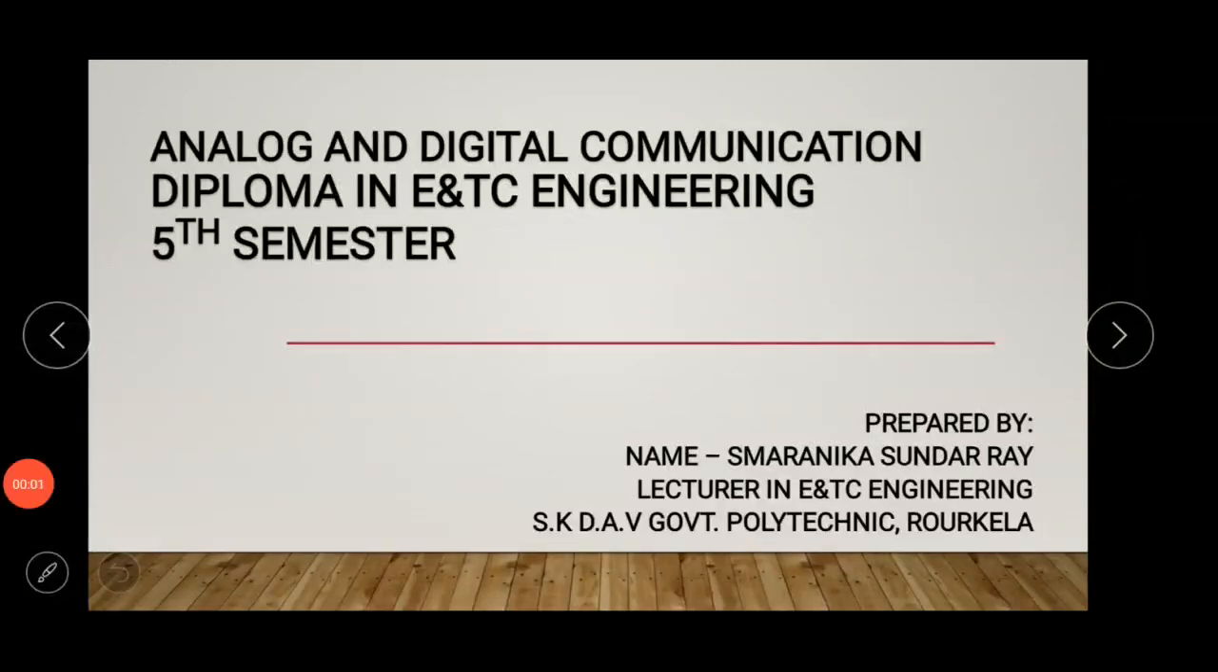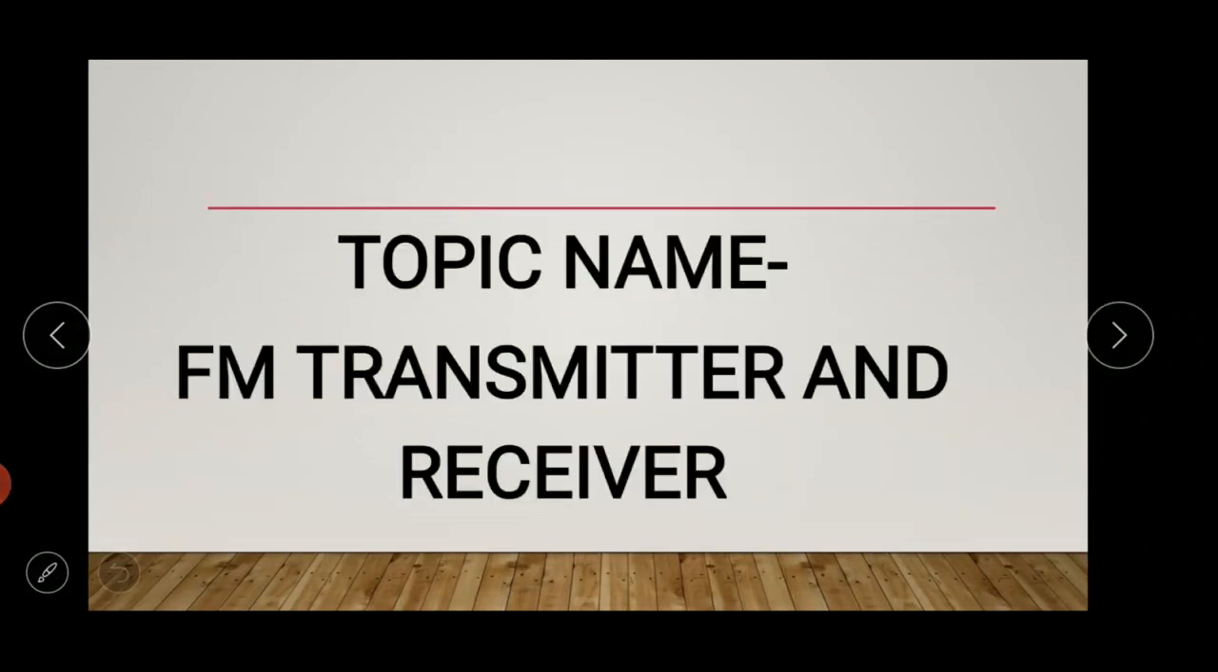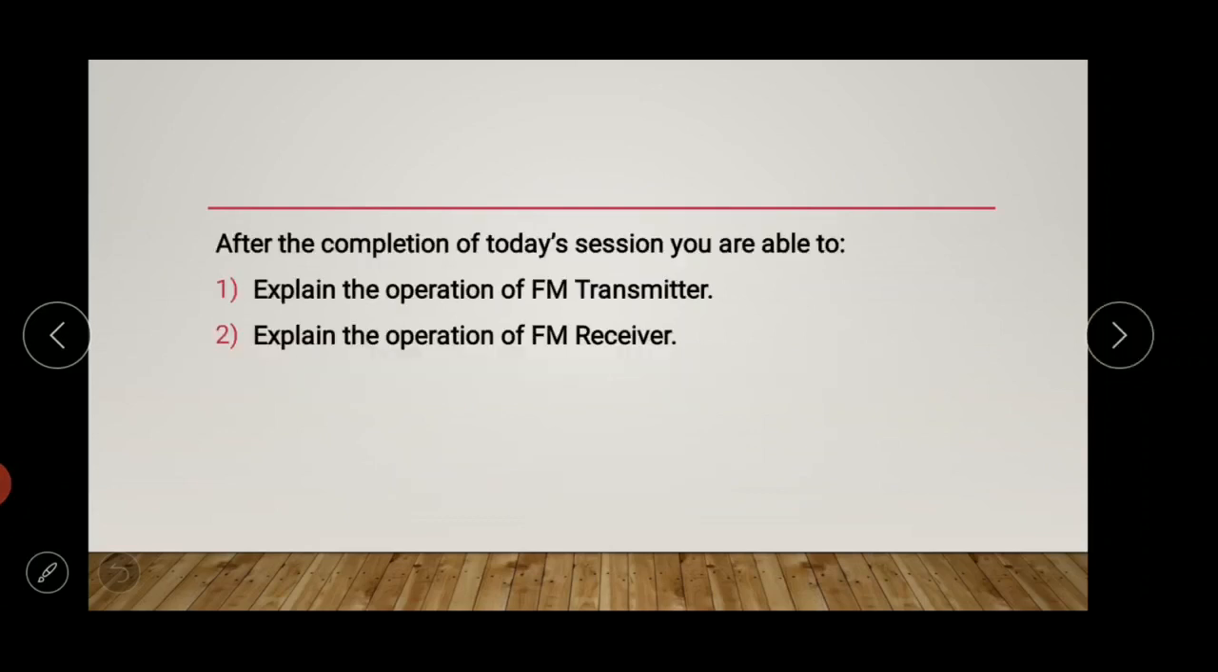Good morning, student. Today we are going to learn about FM transmitter and receiver. After the completion of today's session, you will be able to explain the operation of FM transmitter and explain the operation of FM receiver.